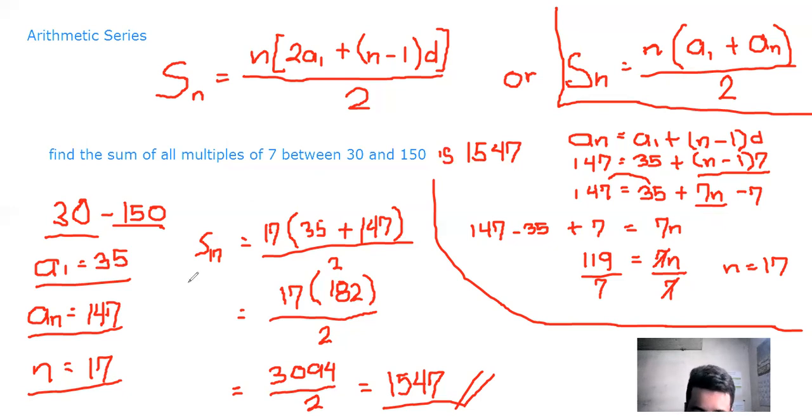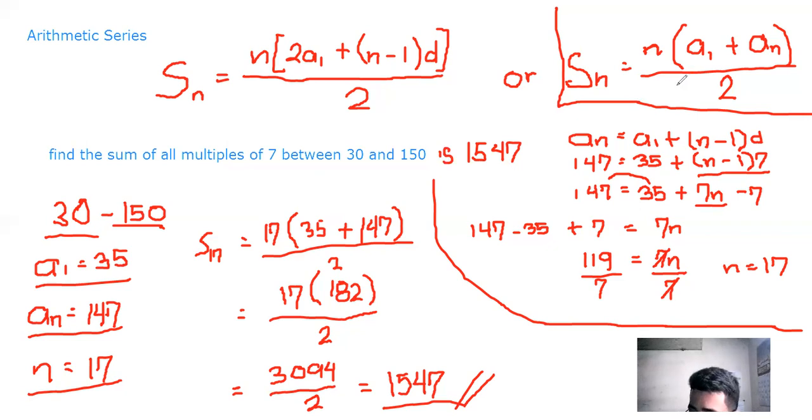Kapag ang given natin is may last term tayo na a sub n, di ba a sub n natin last term? Kapag may last term tayo, pwede natin gamitin si pangalawang formula. Although dito, pwede natin gamitin si unang formula din, kaso mas mahaba, mas tatagal tayo. Kung nakita na naman natin si last term, si 147, pwede na tayong gamitin si pangalawang formula. Kasi parang shortcut na lang yon.